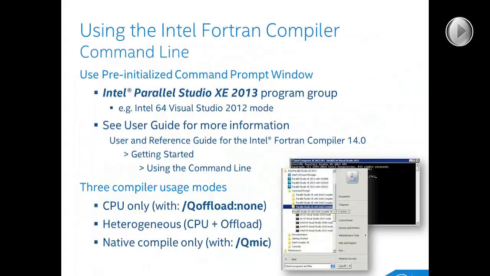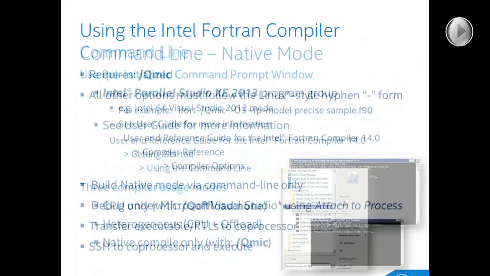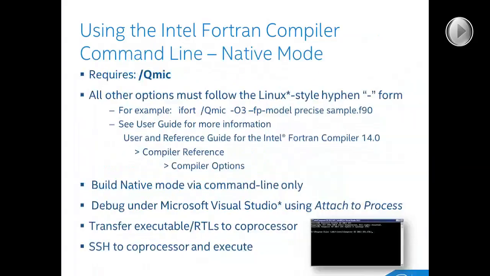By default, from the command line, the compiler operates in this heterogeneous compilation mode that I just described. So it will recognize offload directives and generate the CPU as well as the target images. The one other mode that's available for the compiler under the command line is the native mode, and this is used with the /Qmic option. I do want to talk a little bit more about this.